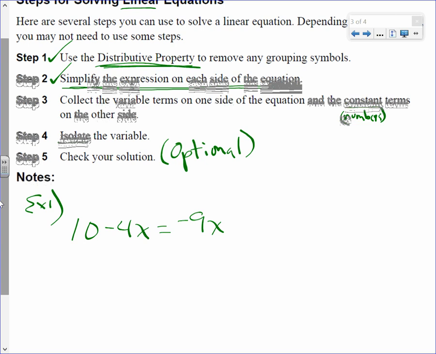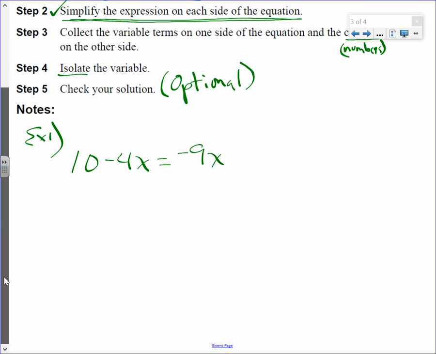Collect the variable terms on one side of the equation and the numbers, that's the constants, on the other. So we want to get on one side variables and the other side just numbers. That's what the goal is now for step 3. Stay with me. Here's what we're going to do.